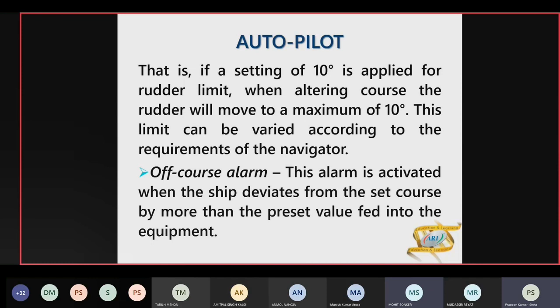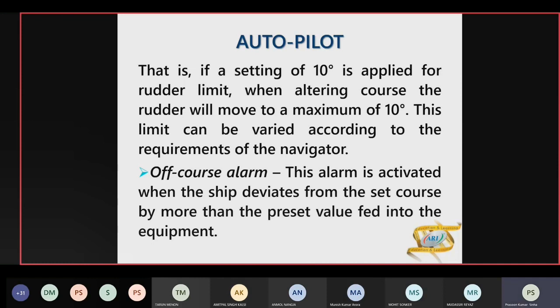The alarm is set, it's a preset value, whatever we set. If whatever heading we have preset, the autopilot heading goes beyond that set value, say 4 degrees or 5 degrees, then it will give an alarm. It can happen due to the effect of current or some other factors. So in the given condition that we discussed, you had to go to 320.